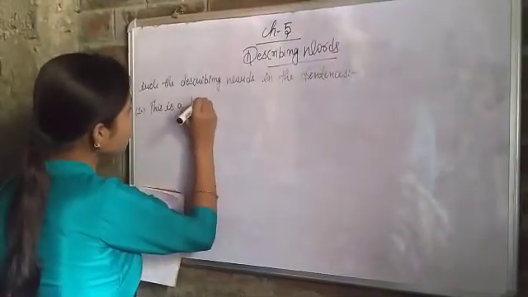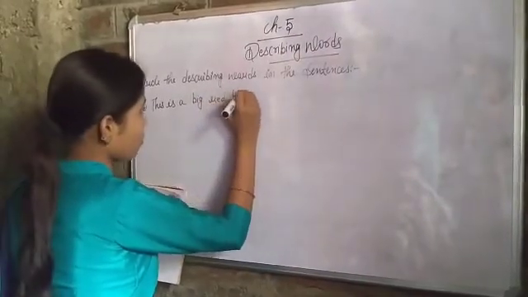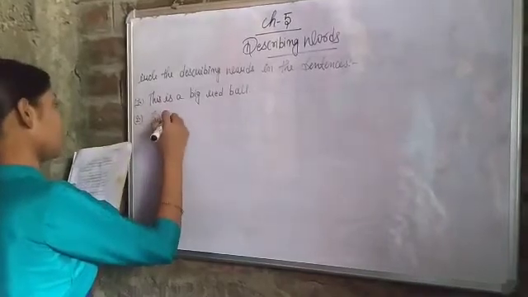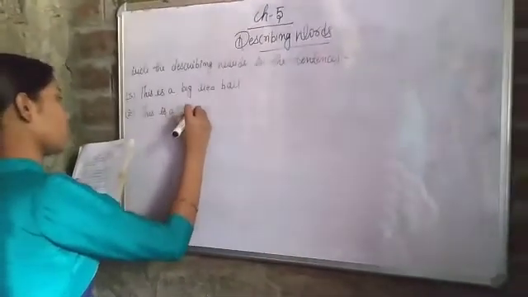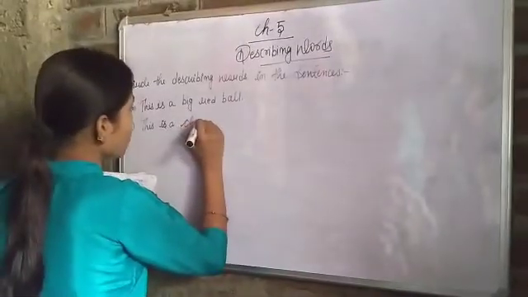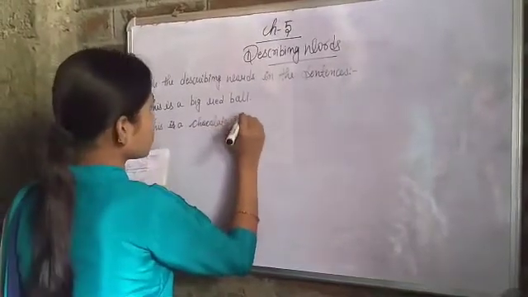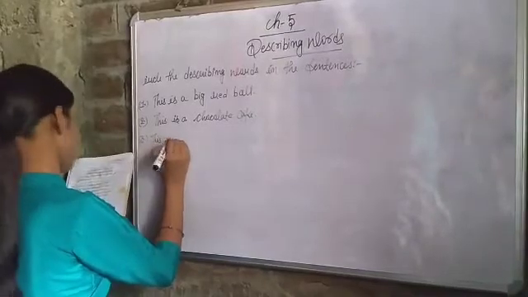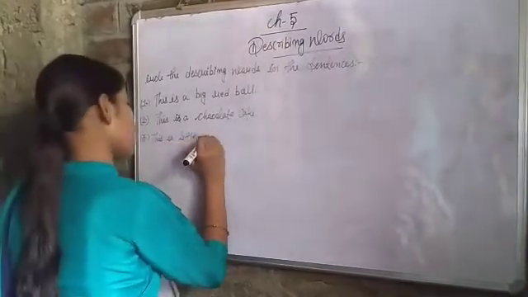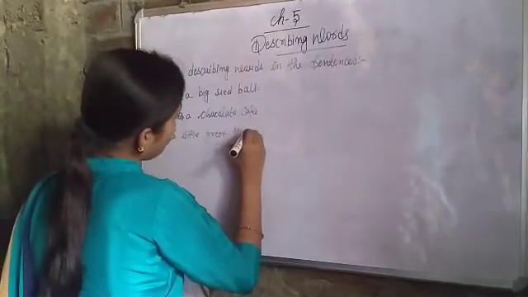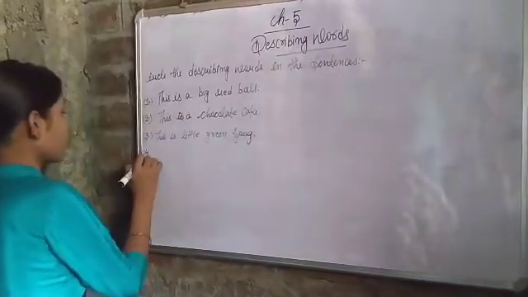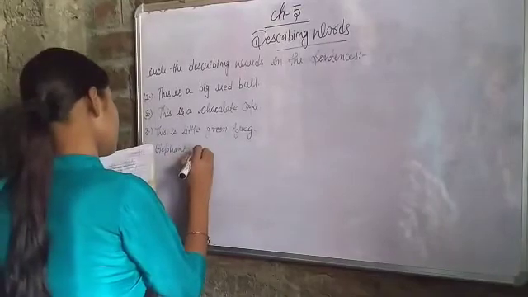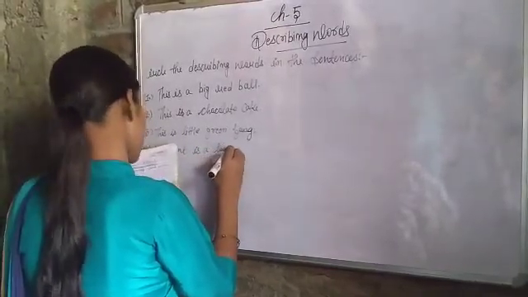This is a big red ball. This is our first sentence. Number 2, this is a chocolate cake. Number 3, this is a little green... Number 4, Elephant is a huge animal.